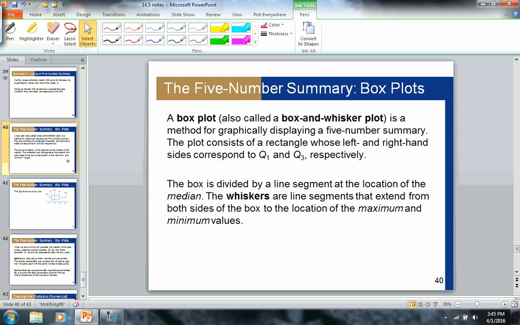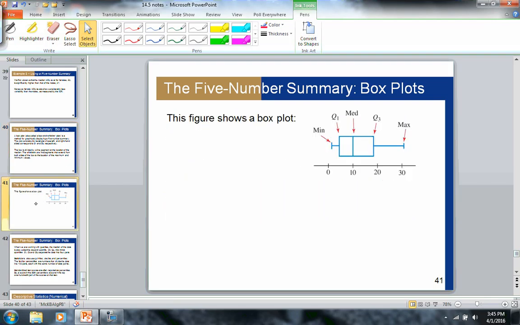The last thing we have to talk about is a box and whisker plot. Your book calls them box plots. I have a tendency to call them box and whisker plots. It's a way to graph the 5-number summary. Basically it's a number line, and you put the 5 numbers on there, and you draw a box around your Q1 and your Q3 values, and then you connect the boxes with little whiskers, little lines, to your minimum and your maximum. Here's a picture of what a box and whisker plot could look like.